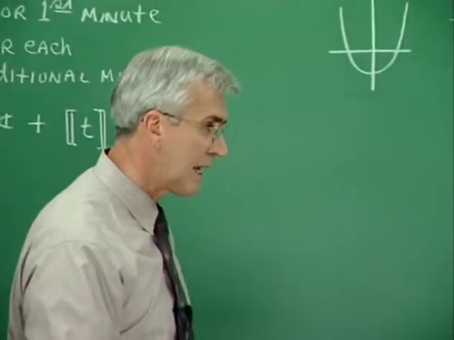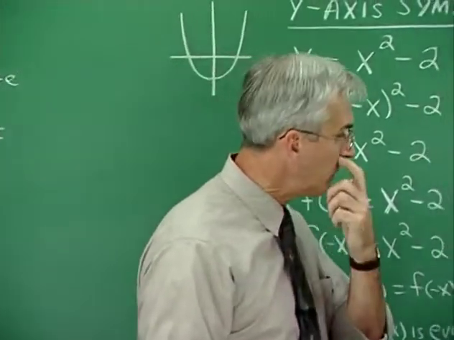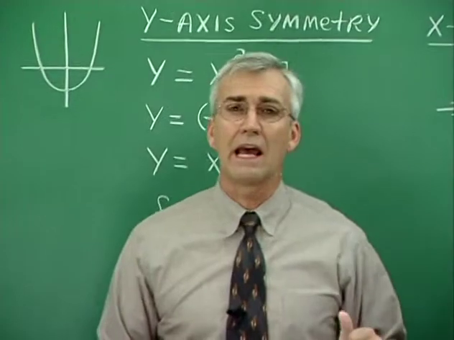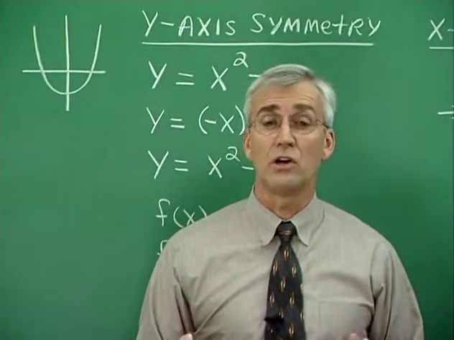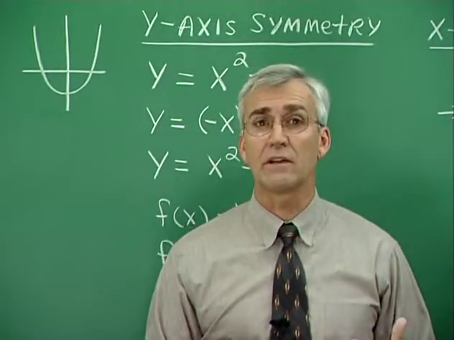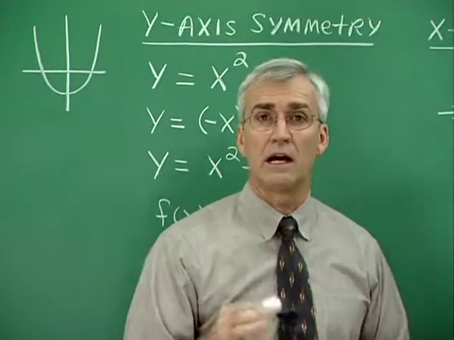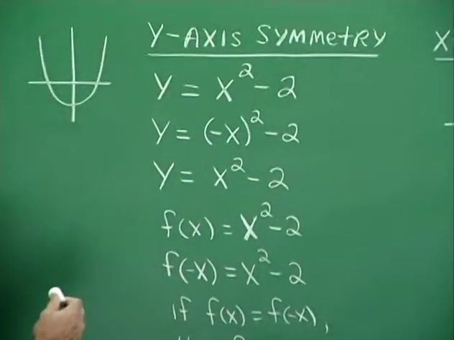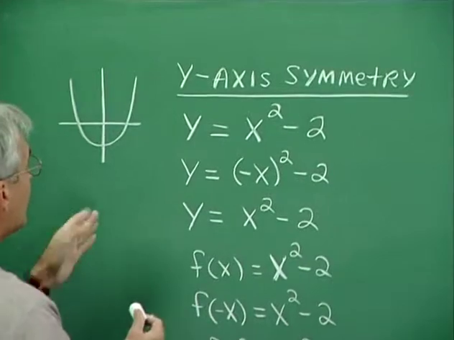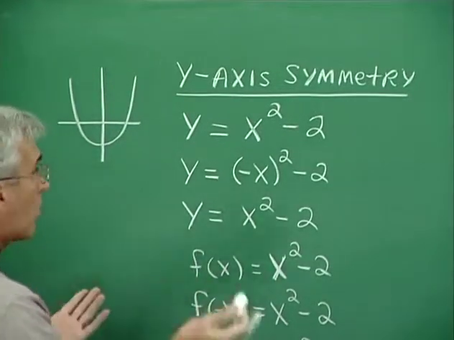Functions can be classified according to even and odd. And the even and odd notion for functions is related to the idea of symmetry. Now, symmetry can occur in 3 different ways: symmetry about the x-axis, y-axis, and origin.